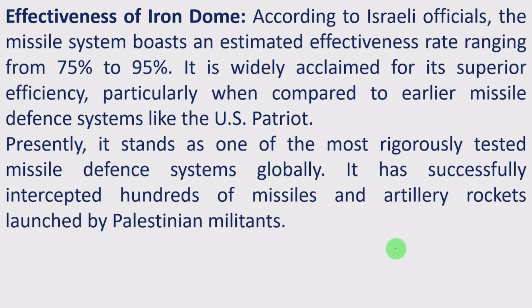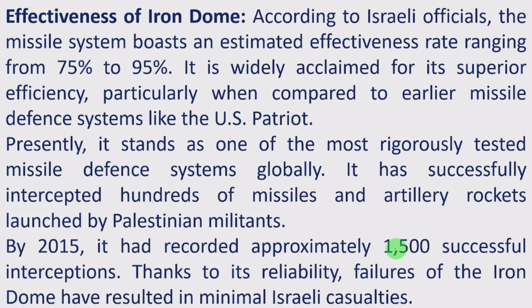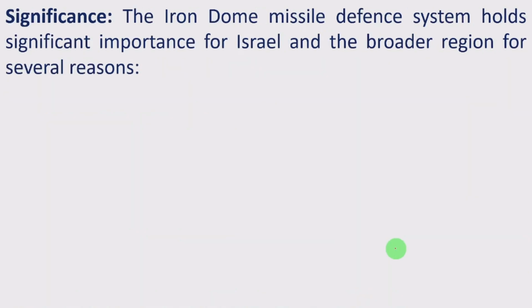Presently, it stands as one of the most rigorously tested missile defense systems globally. It has successfully intercepted hundreds of missiles and artillery rockets launched by Palestinian militants. By 2015, it had recorded approximately 1,500 successful interceptions. Thanks to its reliability, failures of the Iron Dome have resulted in minimal Israeli casualties.